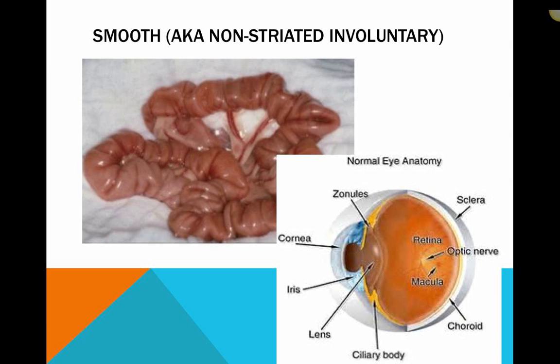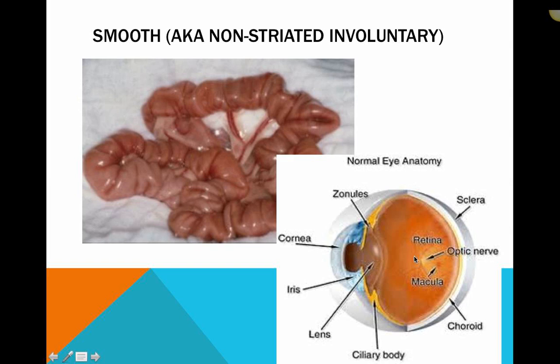As opposed to your multi-unit smooth muscle, which works in tiny little contractions, very fine movements. Visceral smooth muscle does not need an external stimulus. It responds to stretching of that hollow organ. Multi-unit smooth muscle does require a stimulus in order to work.